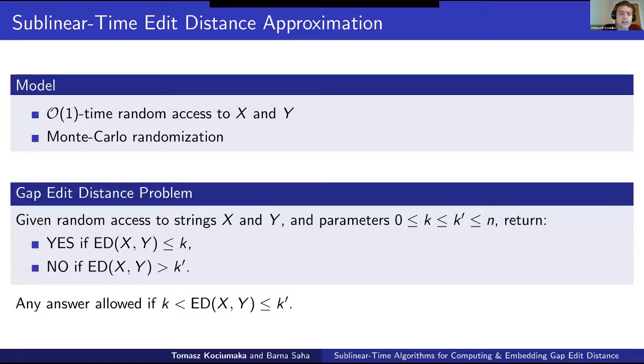The particular variant of edit distance studied in the sublinear time setting is the decision approximate version of the problem, where the algorithm, apart from the two strings x and y, is also given two threshold parameters, k and k prime. And the algorithm must return yes if the edit distance between x and y does not exceed k, and the algorithm must return no if the edit distance is strictly larger than k prime. If the edit distance is between the two thresholds, both answers, yes and no, are allowed and considered correct.